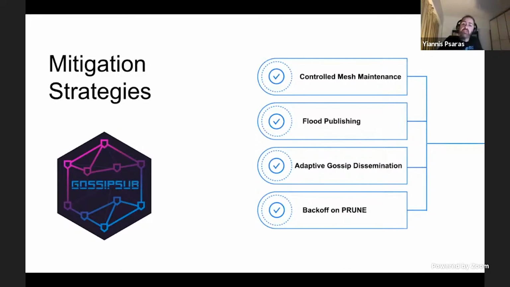And finally, there is the back off on prune, which means that if I prune some other node, then I'm not going to accept this node again for some set amount of time. So a Sybil node that starts grafting and trying to connect to many nodes, once it is pruned from some node because of a negative score value, for example, is not going to be accepted again.